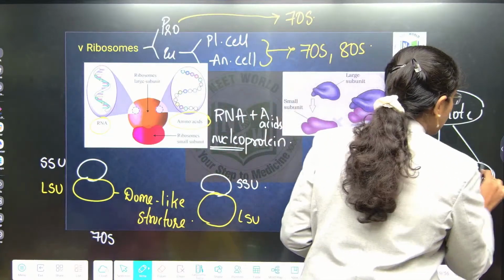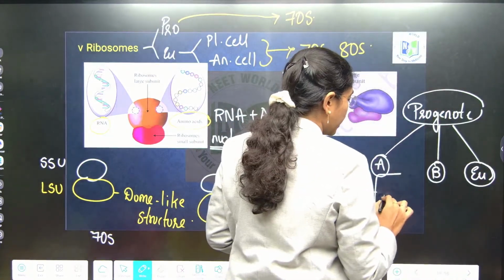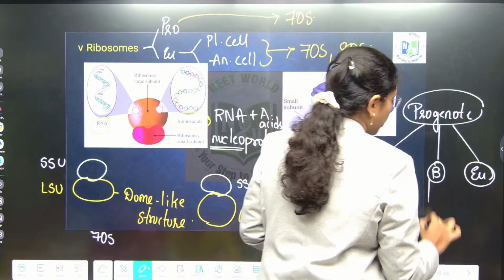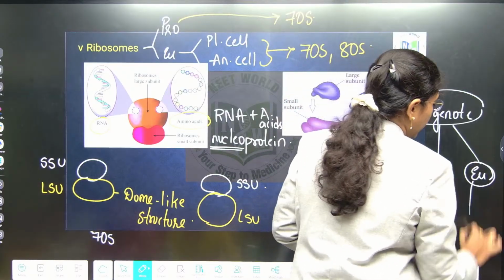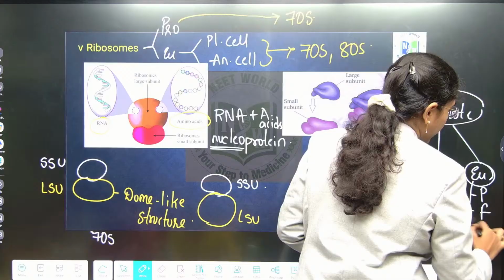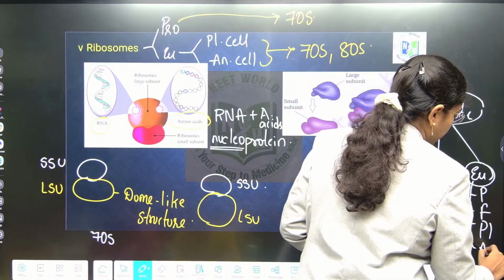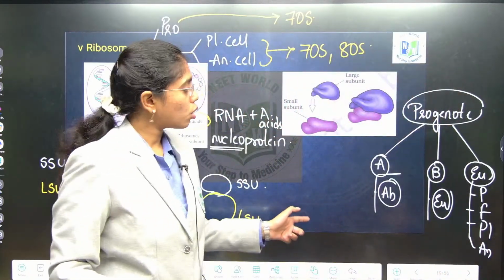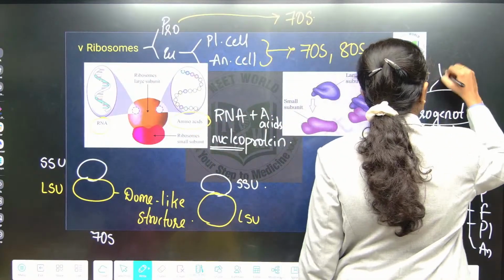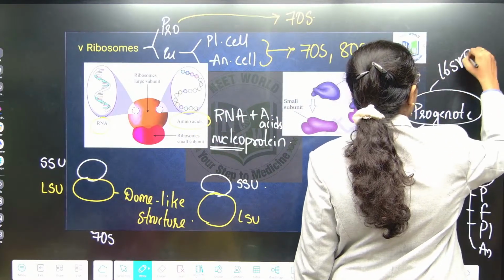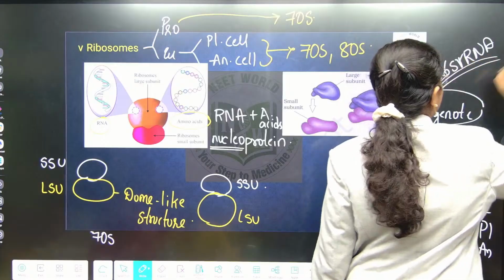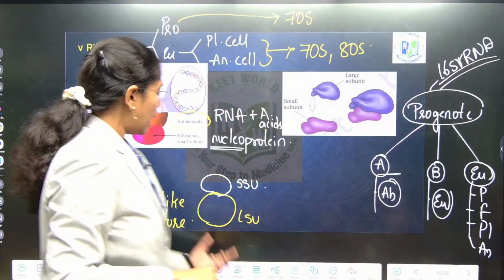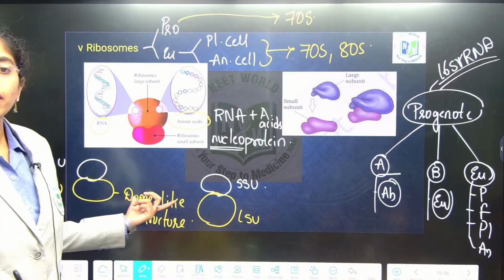From these 3 domains, we have 6 kingdoms. What are the 6 kingdoms? Archaebacteria, Eubacteria, Protista, fungi, plantae, animalia. Total 6 kingdoms, right? So, all of them have what in common? 16S rRNA in common. Like that we have the subunits over the ribosome.